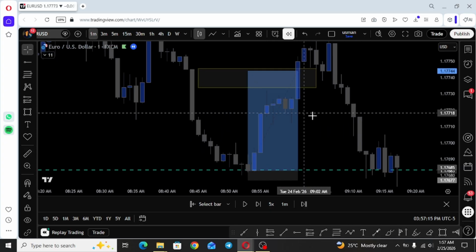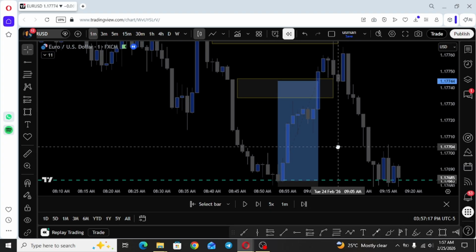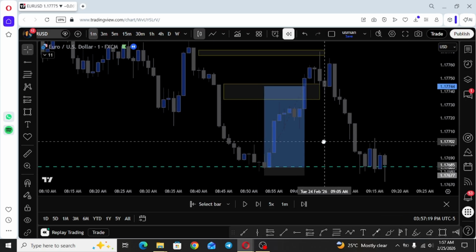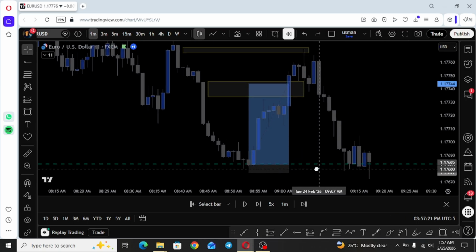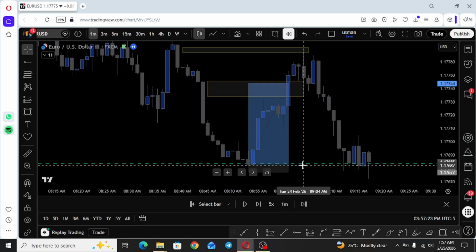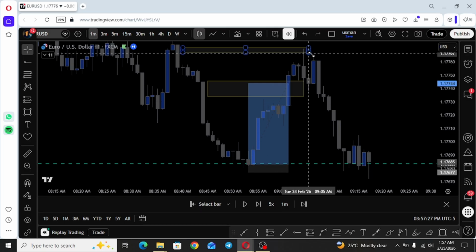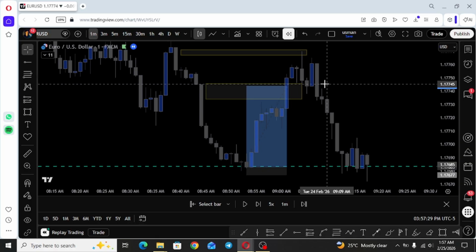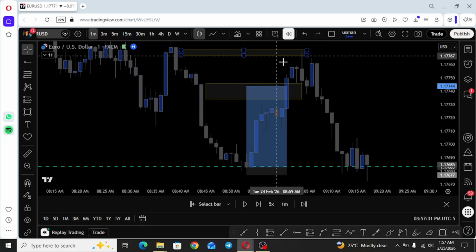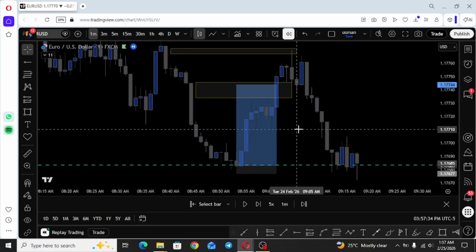So that's how you can spot the institutional levels and activity, and you can enter with a smaller stop loss and a bigger lot size, and capture the moves of the market, capture every institutional step and trade smartly.